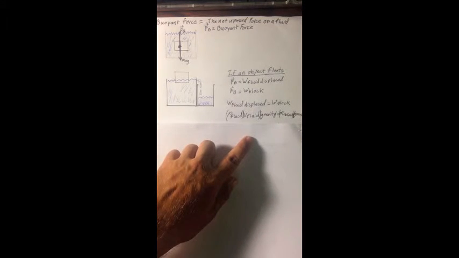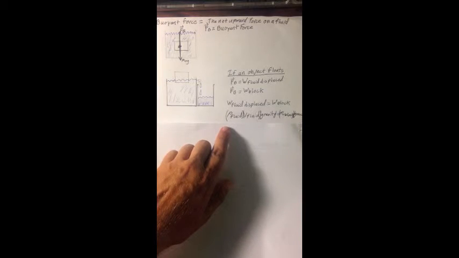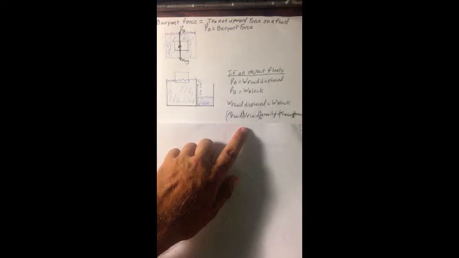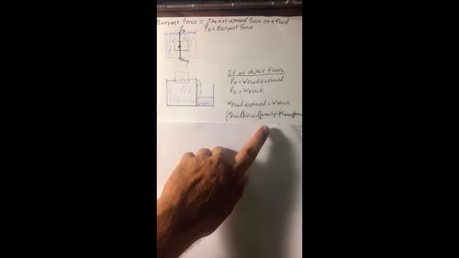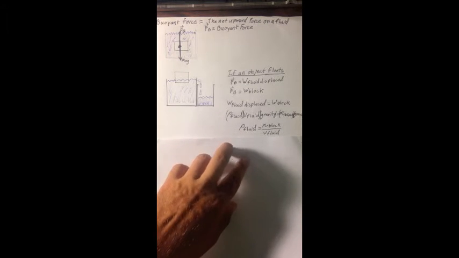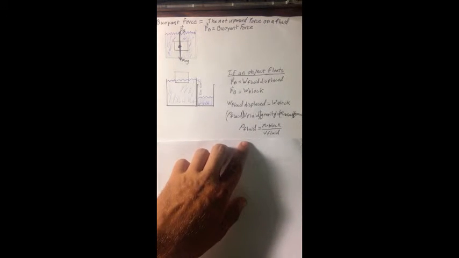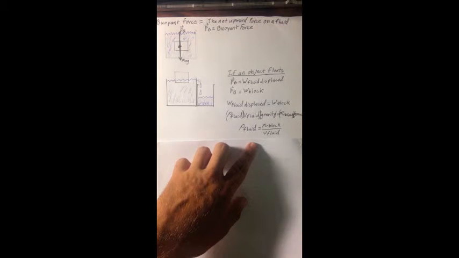Now the weight of the fluid displaced is equal to the density of the fluid times the volume of the fluid times gravity. And the weight of the block is equal to the mass of the block times gravity. So you can cancel out the gravities and get that the density of the fluid is equal to the mass of the block divided by the volume of the fluid.